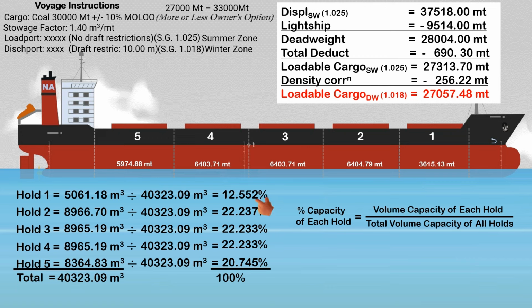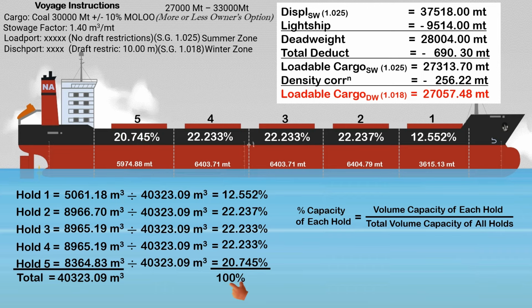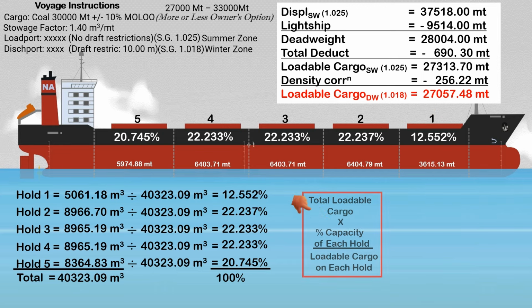For hold number 1, 12.552%. Hold number 2, 22.237%. Hold number 3, 22.233%, so as with hold number 4. And hold number 5 is 20.745%, with a total of 100%. To determine the amount of cargo that can be loaded on each hold, multiply the total loadable cargo by the percentage capacity of each hold.